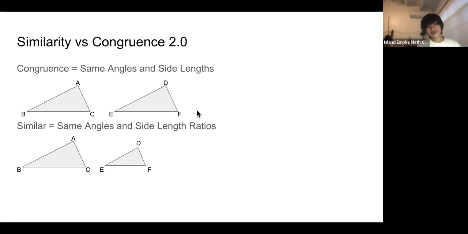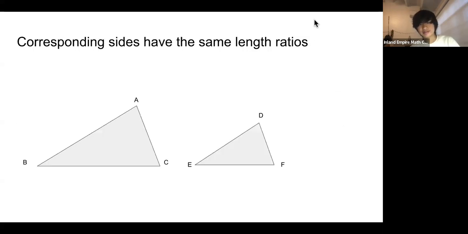You can think about the ratio that we get as how much bigger the triangle is, because congruence means the same size and shape, and similarity just means the same shape. So the ratio just says how much bigger the triangle is with the same kind of shape. So corresponding sides have the same length ratios, which is kind of what we talked about a bit before.